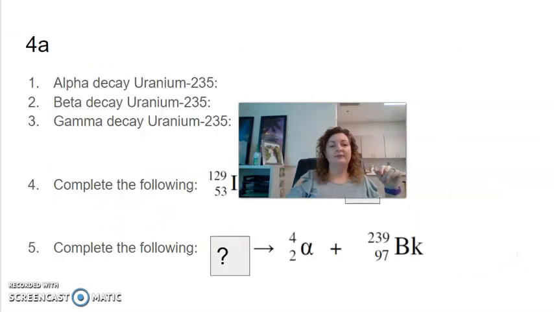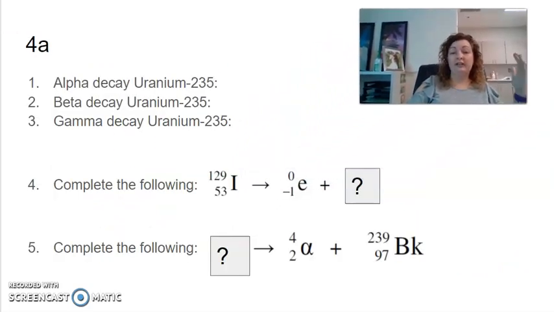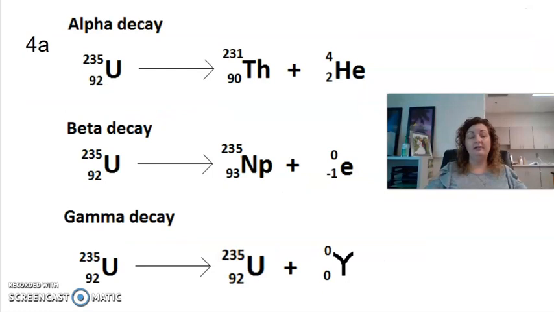So let's continue on. So now it's asking you to actually decay some things. So it says alpha, beta, and gamma decay uranium. So we're going to go ahead and decay these, okay?